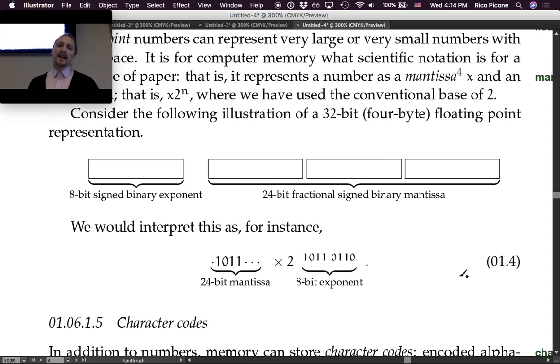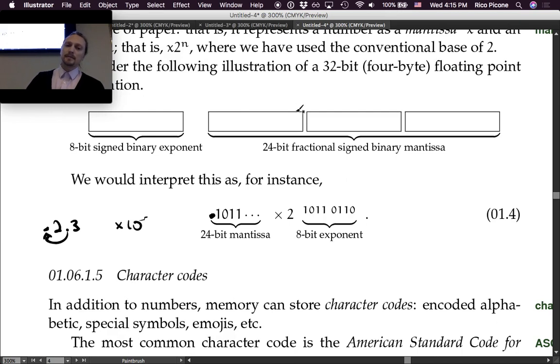We would interpret this as follows: for the 24-bit mantissa, we assume the radix point is at the far left. Unlike in scientific notation where you do like 2.3 and so on times 10 to the something, we always have the decimal point on the far left. We typically do this for a floating point number, just as a convention. It could have been anything, but that's what was chosen. And then times 2 to the 8-bit exponent. Does that make sense?